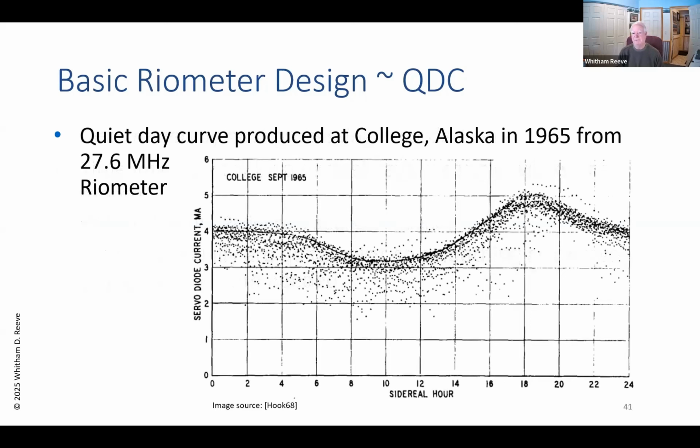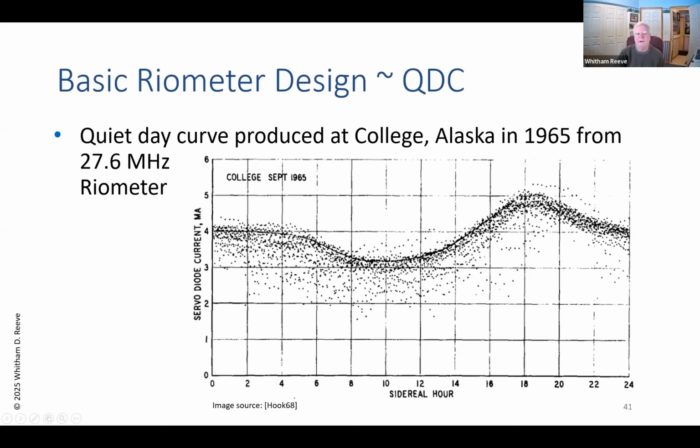Now, this plot here is from the University of Alaska Fairbanks riometer back in September of 1965. And this is back from in the days when they used paper charts. And someone had plotted a whole bunch of data and came up with a quiet day curve, which you can see is this black line that follows an S-type shape.